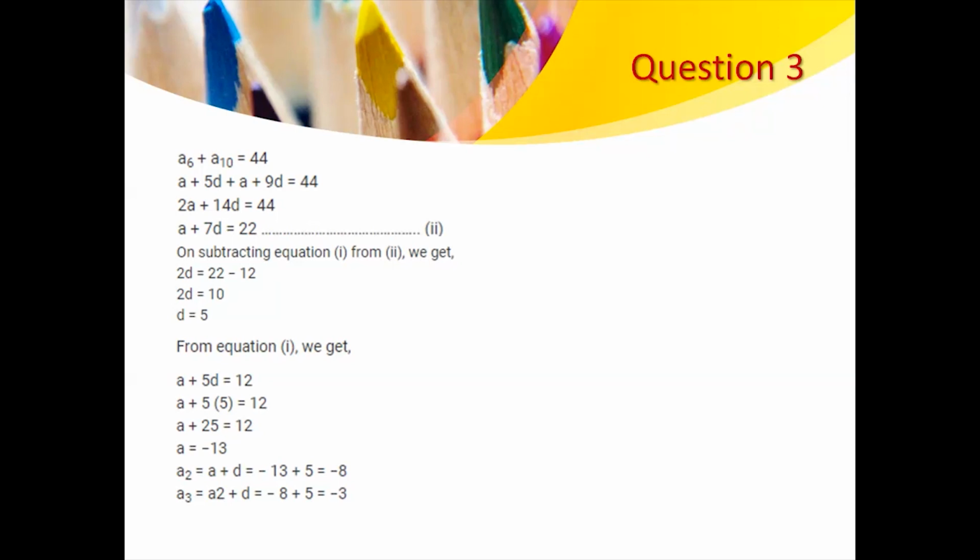So my second term will be minus 13 plus 5, minus 8. Third term, minus 8 plus 5, which is minus 3. So I have the first three terms of the AP, minus 13, minus 8 and minus 3. Next question after this.